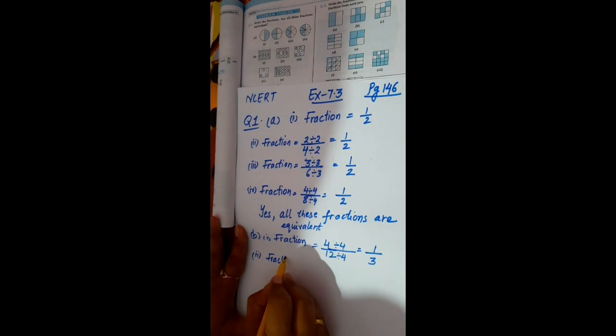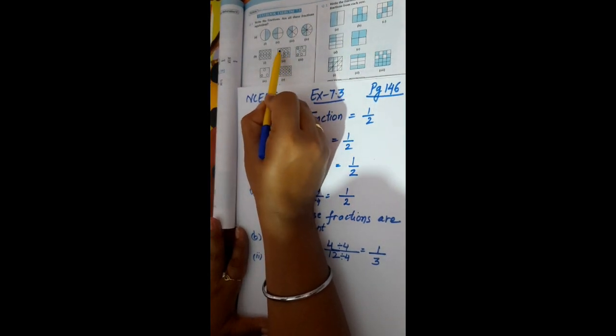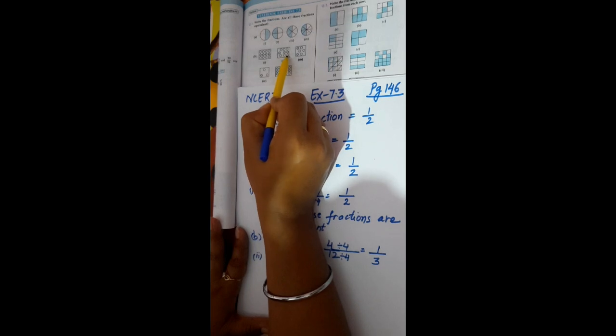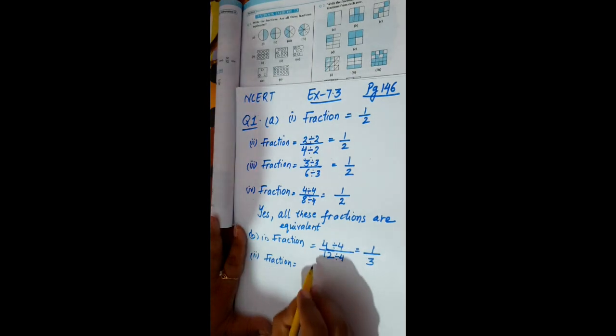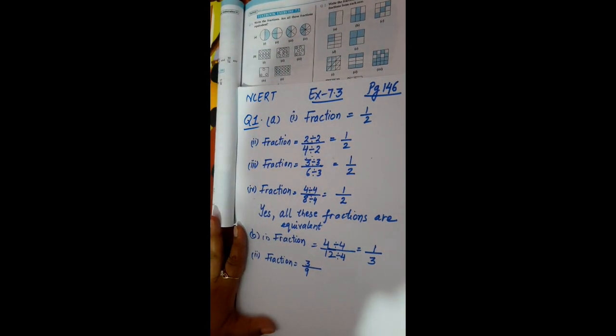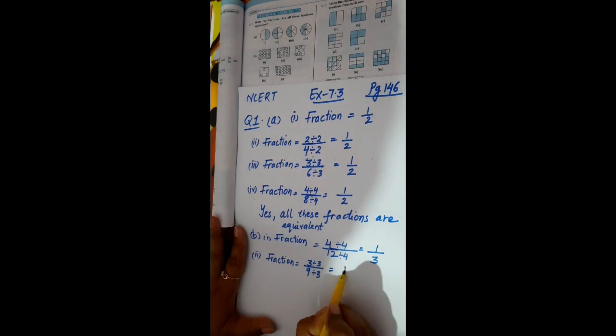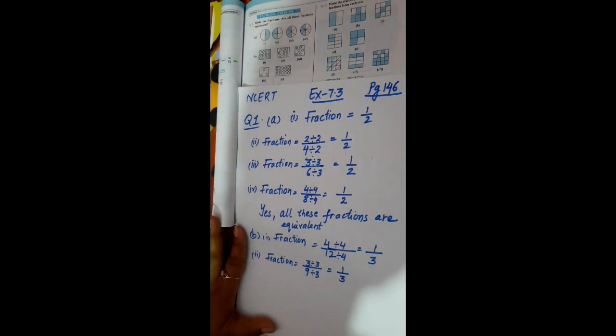So let me write the fraction. This is equal. So let us count the total number of objects. 1, 2, 3, 4, 5, 6, 7, 8, 9. 9, and out of 9, 3 are shaded. So your fraction is 3 upon 9. So let's reduce it in simplest form. Both are divisible by 3. 3 divided by 3, 1. 9 divided by 3, 3. Here after reducing we will get fraction, that is 1 upon 3.